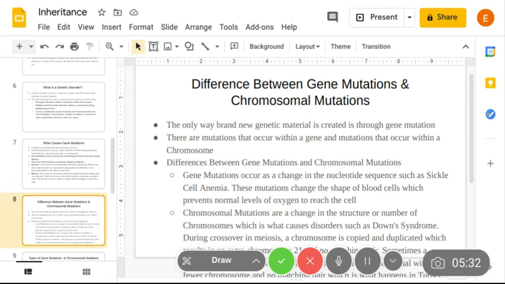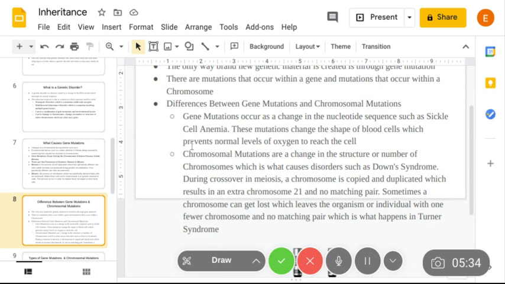During crossover in meiosis, a chromosome is copied and duplicated, which results in an extra chromosome 21 and no matching pair. Sometimes a chromosome can get lost, which leaves the organism or individual with one fewer chromosome, and no matching pair, which is what happens in Turner syndrome.